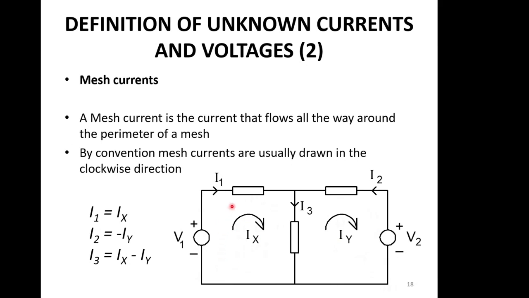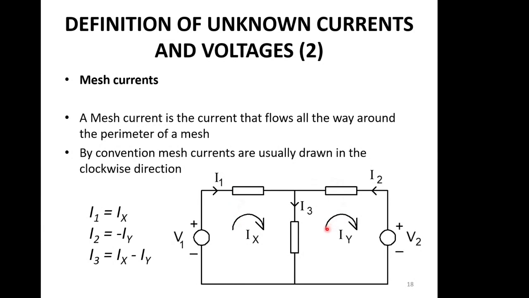We define this circulating current here as the mesh current. That's the definition of our mesh current, and this is the definition of the mesh current in here as well. Now notice that this might not be the same as the branch current. This is the branch current, the current flowing in this branch. Now here, Ix is obviously equal to I1, so the branch current equals the mesh current.